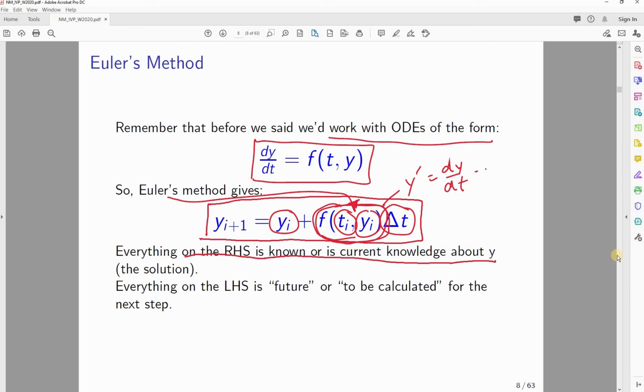And so what it becomes is that we just kind of march forward in time, okay, to try to get the next value of yi plus 1, and then of course we rinse and repeat. So again, everything on the left hand side is in the future or to be calculated for each next step.